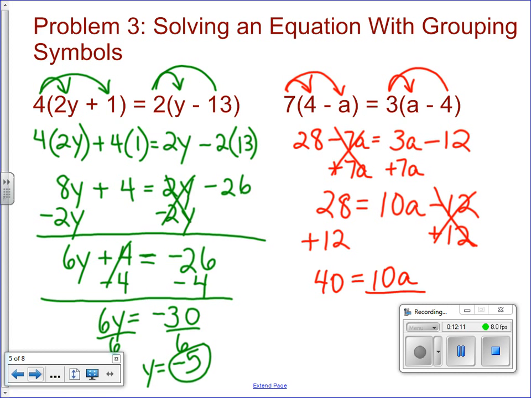And undoing the multiplication of 10, I'm going to divide by 10 on both sides. And 40 divided by 10 is 4, is equal to my a. And once again, check your answer to be sure that it gives you a true statement when you substitute it into the original equation.